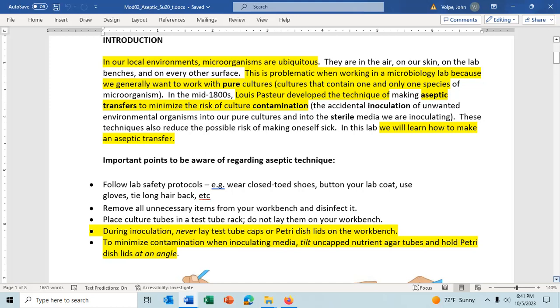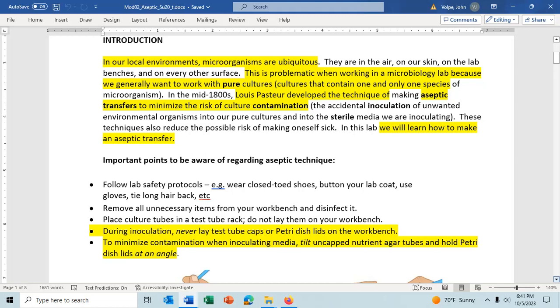But you do need to streak it out 2 times before you can say that it is a pure culture. If you only streak it out 1 time, the chance of it being a pure culture is only about 70%. And that's not good enough in microbiology.